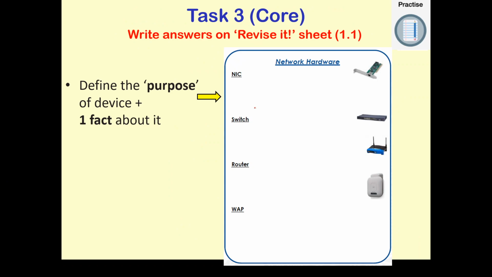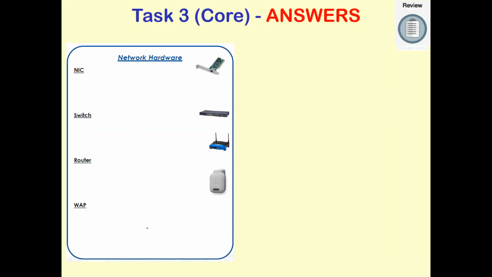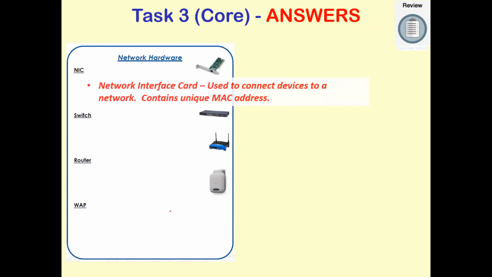Okay, check your sheet now. You are filling in this sheet for the four devices: NIC, switch, router, and WAP. What is it? And try and tell me one fact about it. Take a minute before then checking the answers on the next part of the video. So, you should now check your answers, please. Improve the answers if you're missing parts.